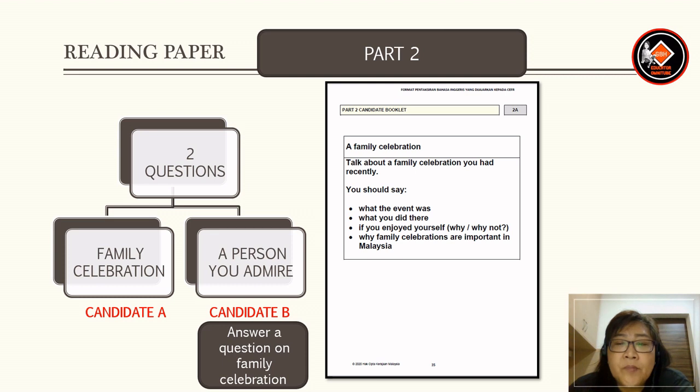This is the example of a rubric for candidate A. So it is on a family celebration. This is in the candidate booklet. So let's look at the question. Talk about a family celebration you had recently. You should say what the event was, what you did there, did you enjoy yourself, why or why not, why family celebrations are important in Malaysia.